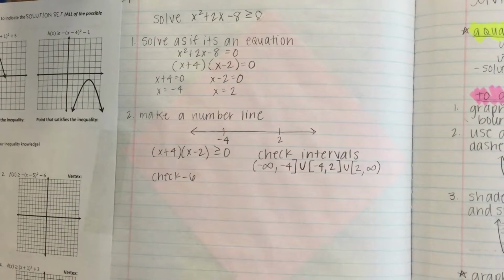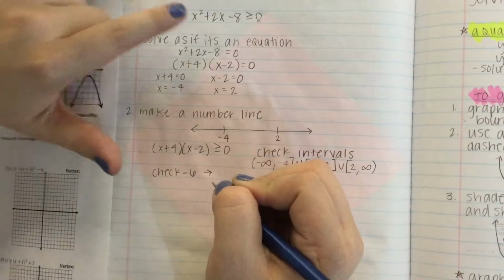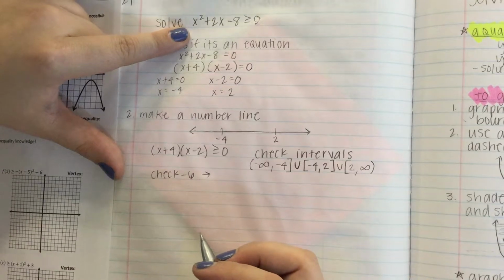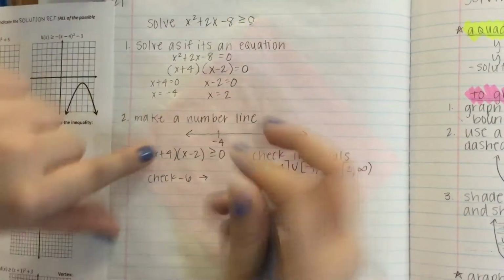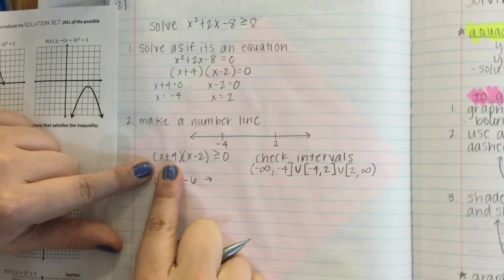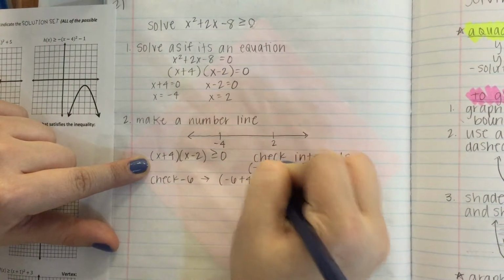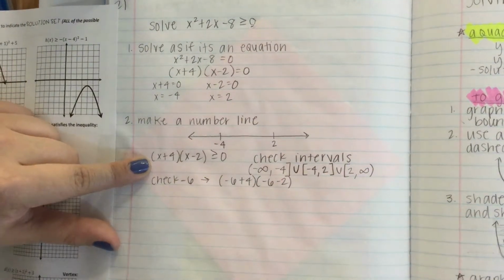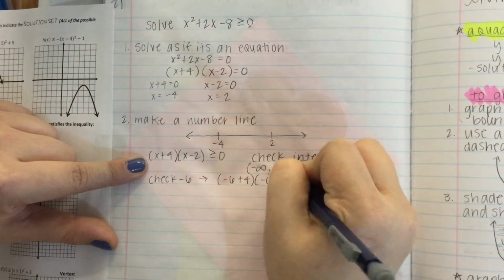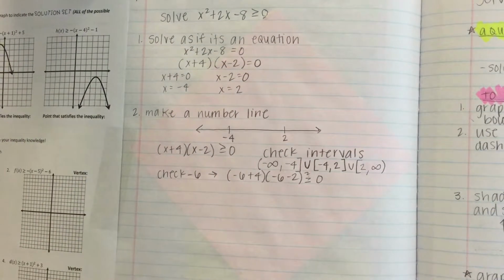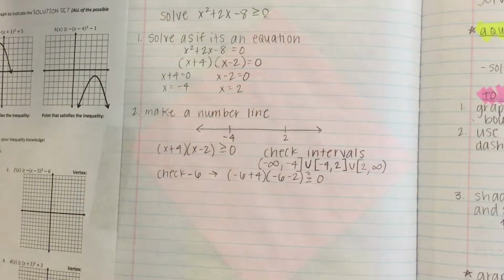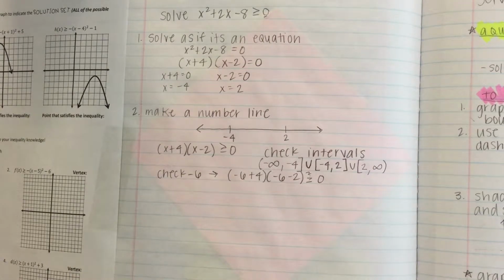If I plug in -6, actually it's easier to plug it into the factors. So I'm going to get -6 plus 4, -6 minus 2. And we don't know if that's greater than or equal to 0 or not. Well, this is the long way. Once you guys get used to it, you'll do the short way, because this is kind of illustrating the short way.